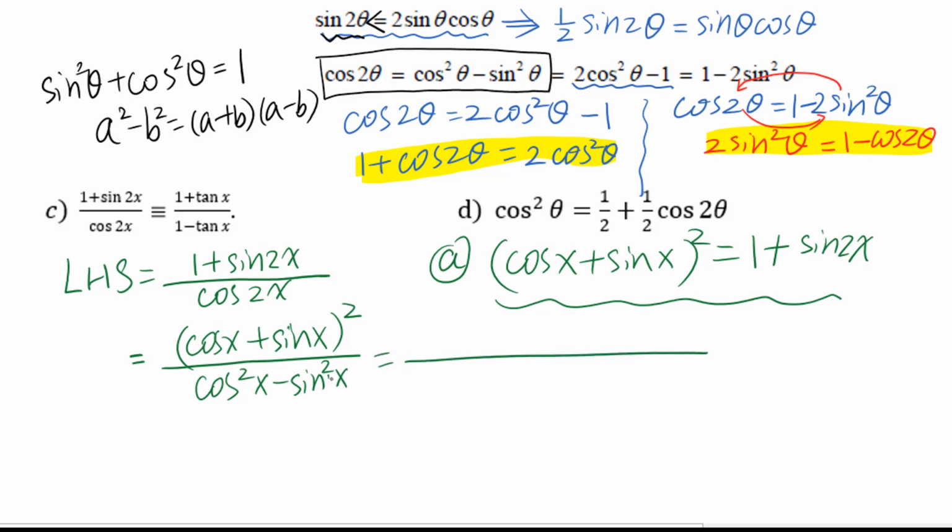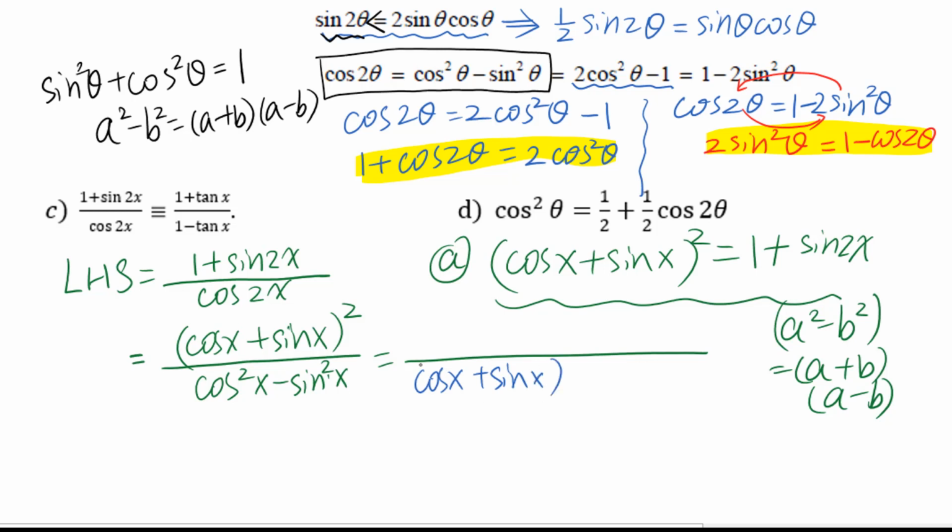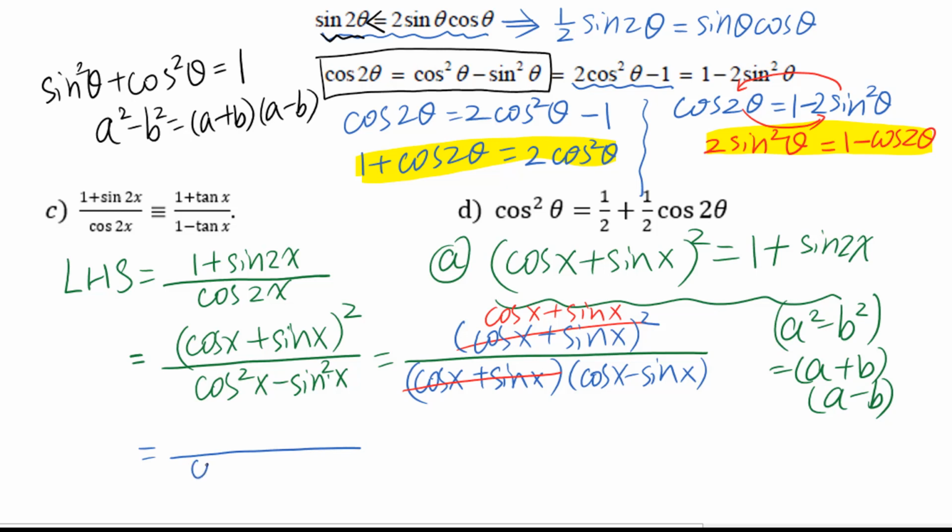For the denominator, we will do factoring. That is a squared minus b squared equals a plus b times a minus b. Therefore, you will get cosine x plus sine x, then cosine x minus sine x. Your top will be cosine x plus sine x squared. Then you can reduce, leaving cosine x plus sine x on top. Therefore, we will write it down like this: cosine x minus sine x in the bottom, then cosine x plus sine x on top.